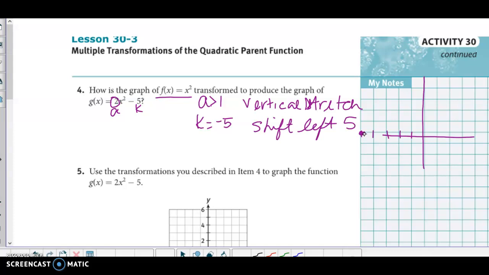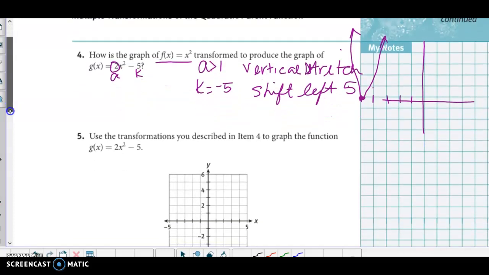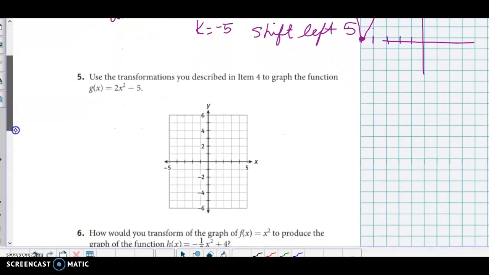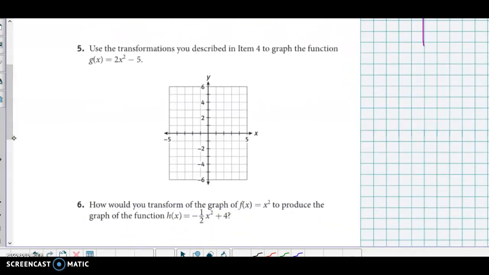Instead of my counting principle of over 1, up 1, over 2, up 4 like this, it's going to be skinnier. And it's going to look like that instead of going through the origin. And you can graph that on your graphing calculator as well. So here's the graph. I apologize, I didn't go down far enough.